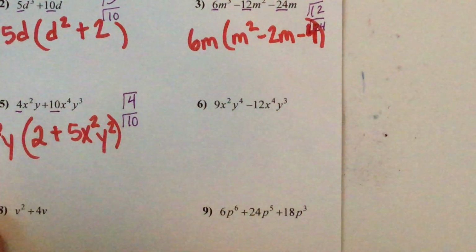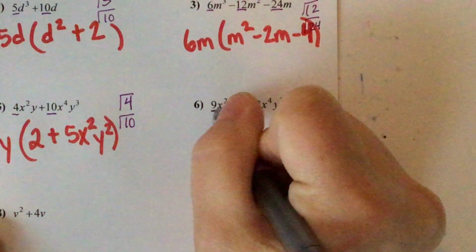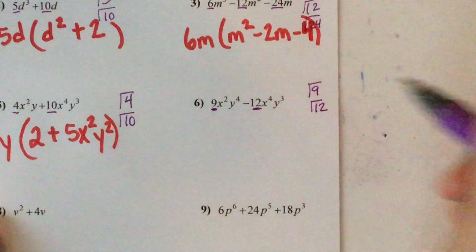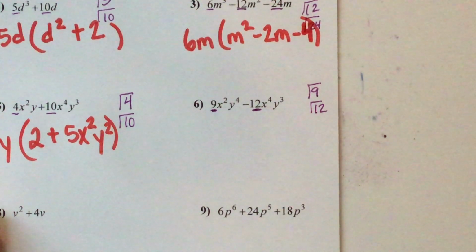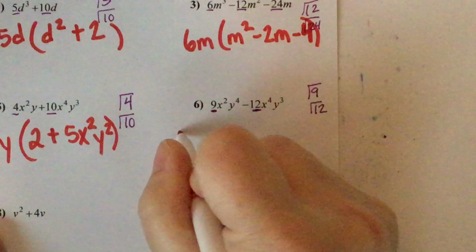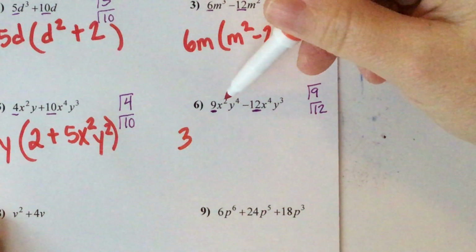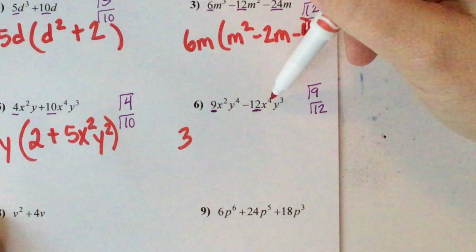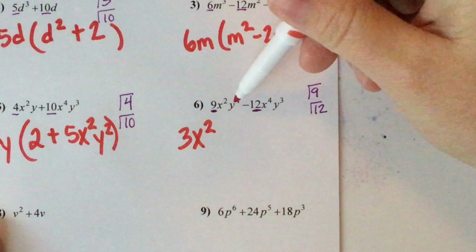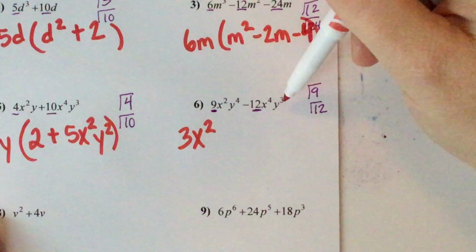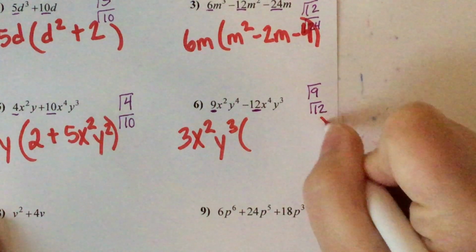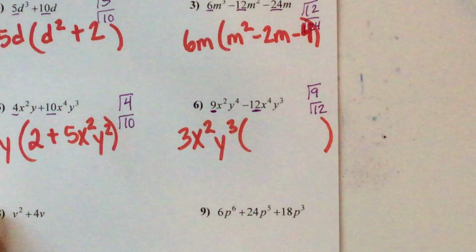All right, so starting off with the leading coefficients, 9 and 12. Do you know what the greatest number is that can divide into 9 and divide into 12? 3. 3 is the greatest number that can go into both. Okay, what's the greatest amount of x's they both have? They both have 2. What's the greatest amount of y's that they both have? 3. They both have 3. Okay, let's build our parentheses and get the original problem back.